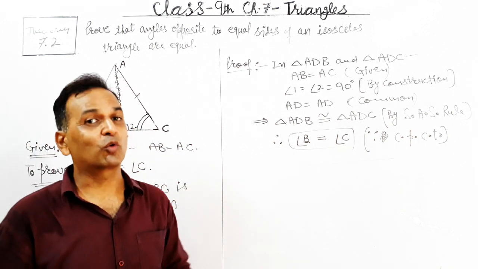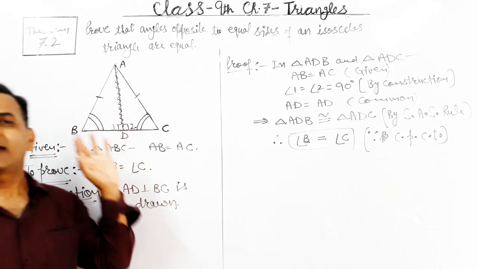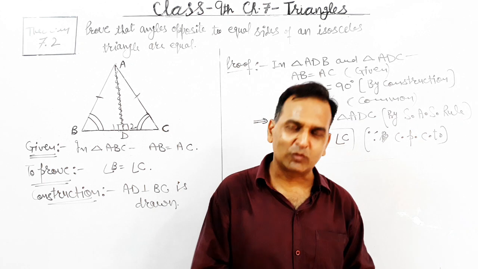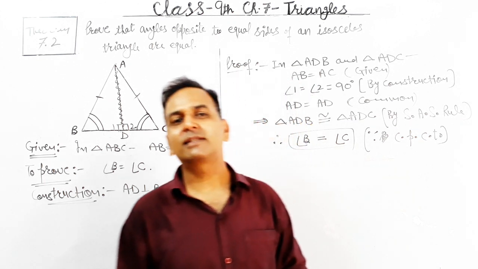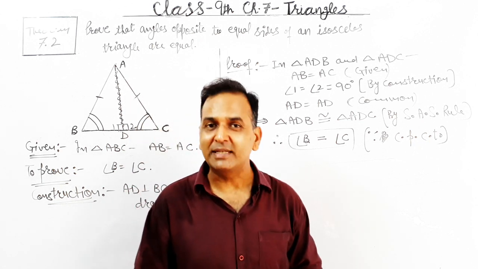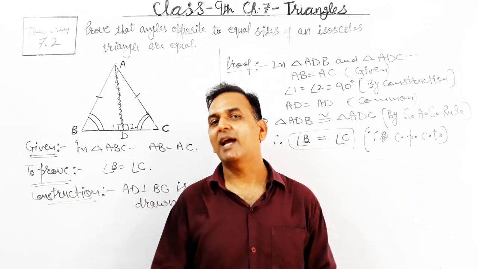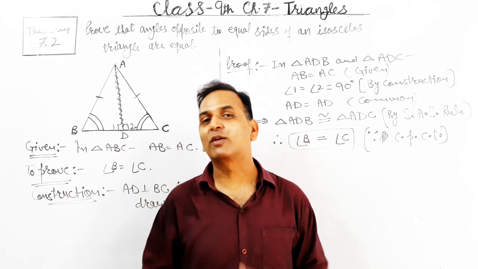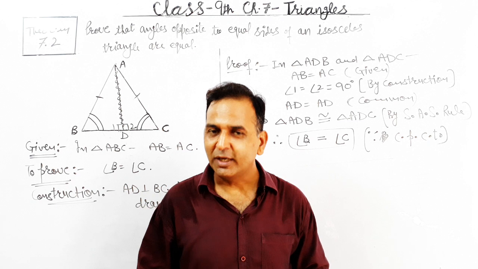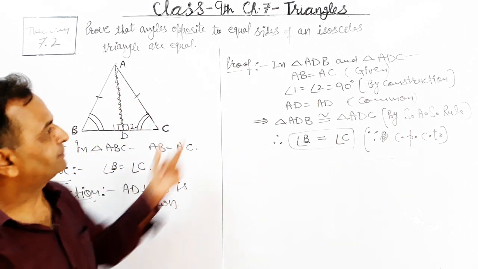One more time we are going to repeat the solution. What is given to us? We are given an isosceles triangle ABC in which AB and AC are equal. What is to be proved? The two angles opposite to these two equal sides, that is angle B and angle C, are equal. And the construction work which we have done is AD perpendicular on BC. From the point A, perpendicular AD is drawn to the opposite side BC. It is written in the construction.